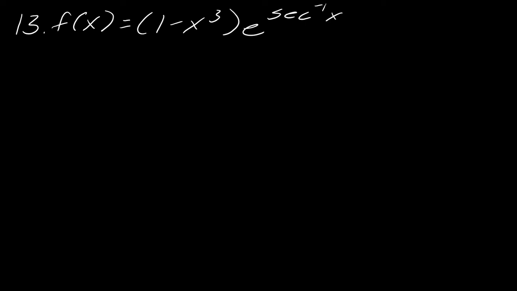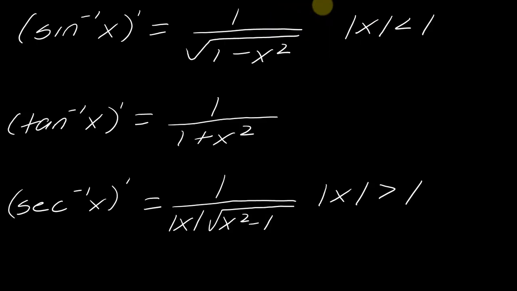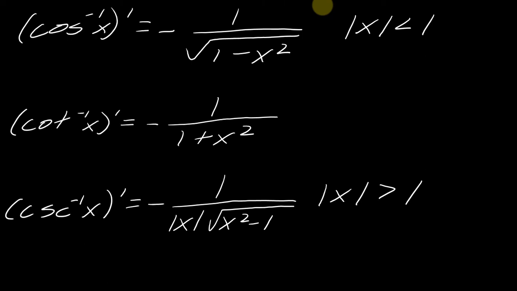So for number 13, I've got 1 minus x cubed e to the inverse secant of x. So once again, as a reminder, this is not an exponent, this is inverse secant. So that's its own list of derivatives. I'll just flash those up on the screen real quick. So here's the first list, you can pause if you want. And here's the second list, again, you can pause if you want.